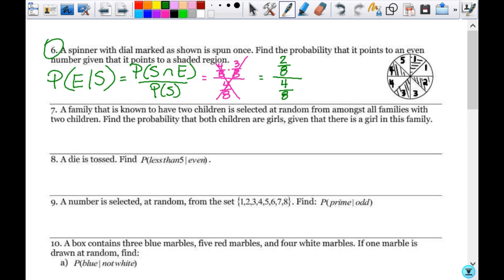Okay, and then you just solve it from there, which we'll go ahead and finish. It's going to give me 2 over 8 times 8 over 4. Those cancel out. That's 2/4, which is 1/2. Okay, everybody okay with that one?